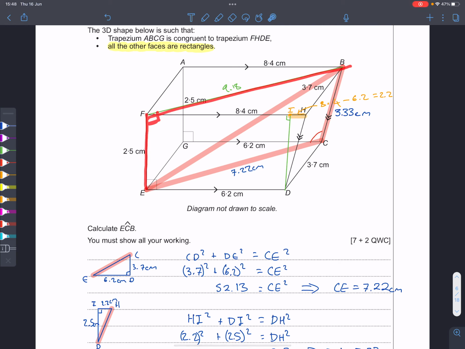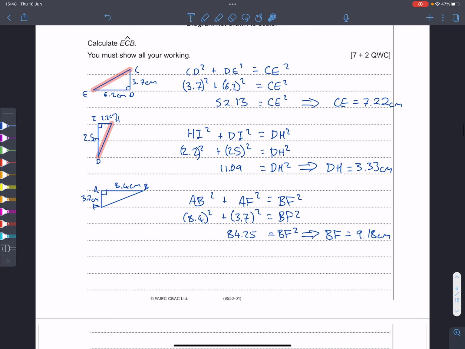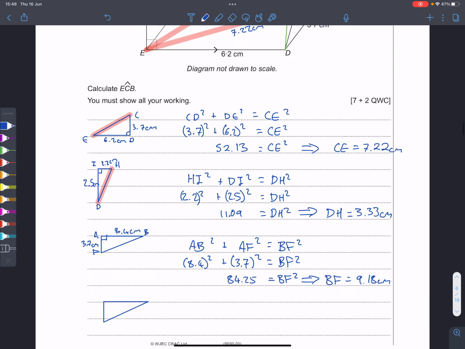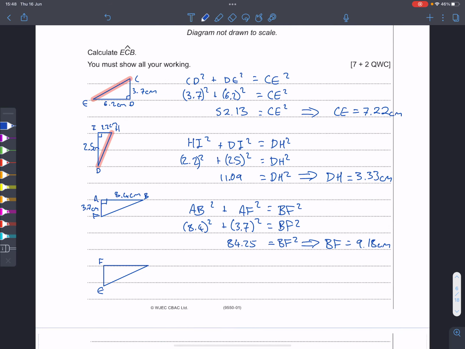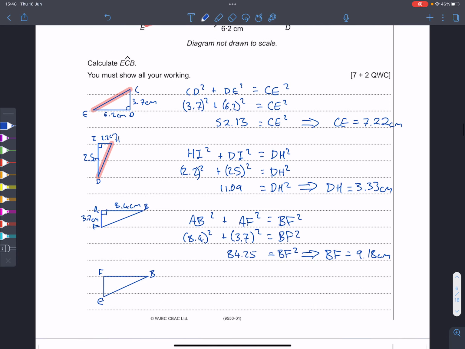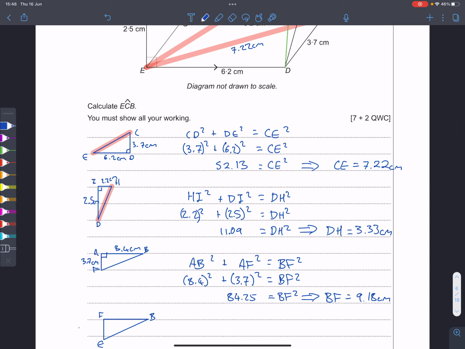This is a right angle. I got 2.5, 9.18. And then that's the side I'm looking for. So I'm looking at triangle EFB. Let's try and draw it. There we go. So we got E at the bottom, F, B. So we've just worked out that, or we can just see that EF is 2.5. FB or BF, we just worked out is 9.18.